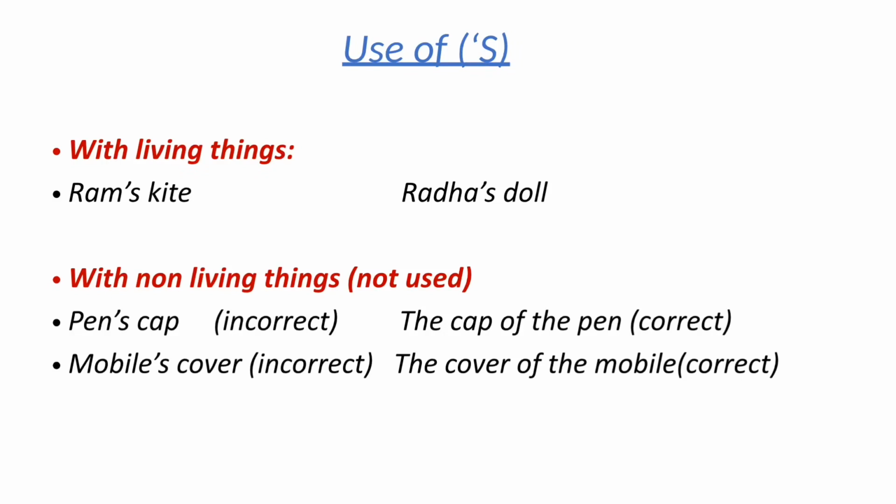Apostrophe S is used mainly with living things and not with non-living things, as Ram's kite, Radha's doll. So both these nouns are living things. And if we say pen's cap, it is incorrect. The right way to show the possession for non-living thing is the cap of the pen. Again, mobile's cover. It is incorrect. The correct way to say is the cover of the mobile.